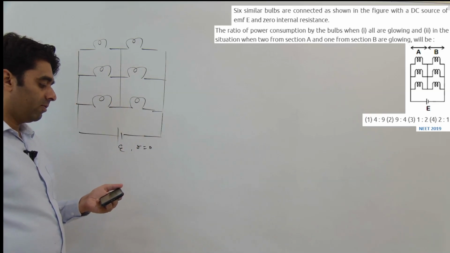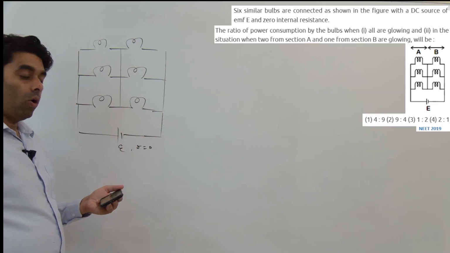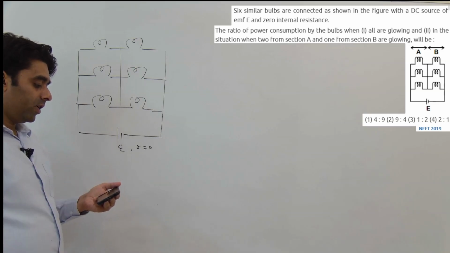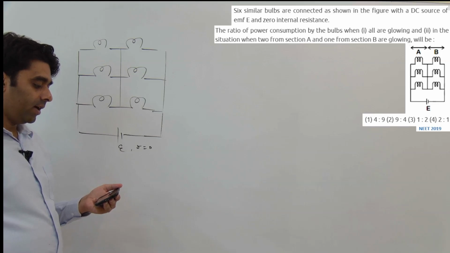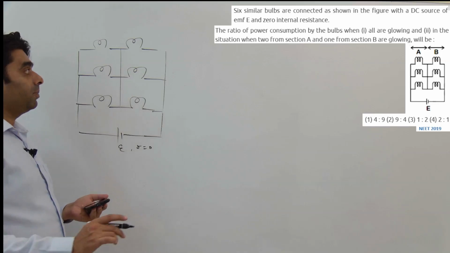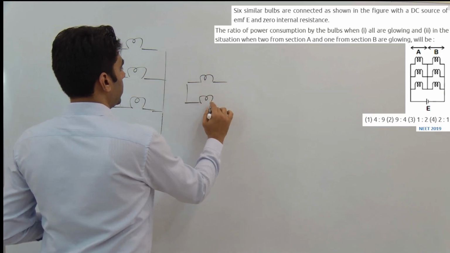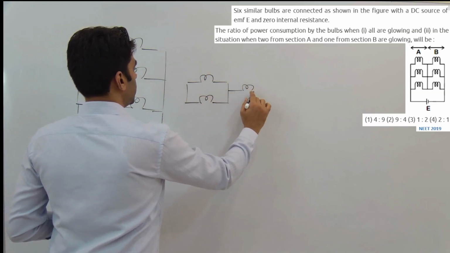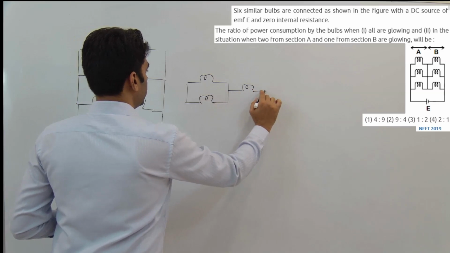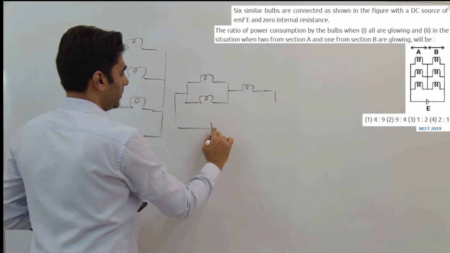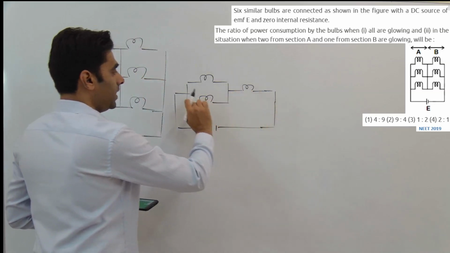The ratio of power consumed by the bulbs when all are glowing, and second, in the situation when two from section A and one from section B is glowing. That means when this is the situation, 2 from section A and 1 from section B is glowing. That means we will get this type of scenario. That means 2 parallel, 1 in series. Okay? 1 from B and 2 from section A.